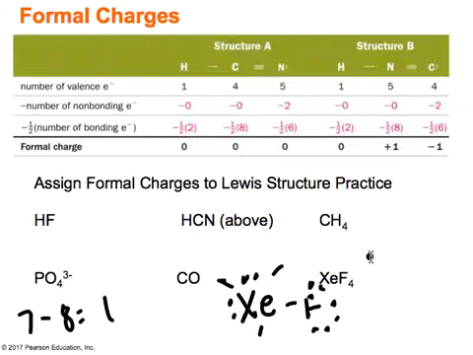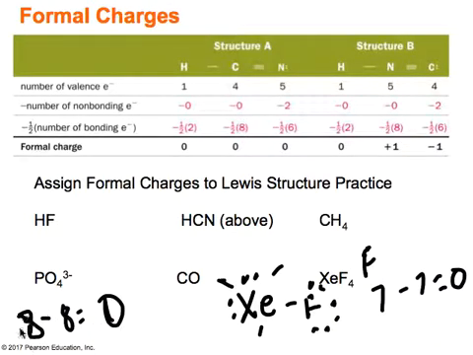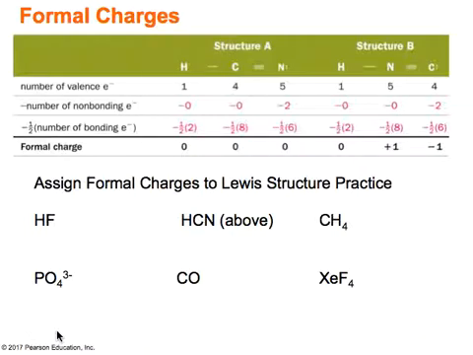The fluorine is 7 minus 7. That's a 0. I feel like I did something wrong. So the xenon has 8. That's my wrongness. Oops. 8 minus 8, which equals 0. So it has 8 to start with. I was thinking 7.